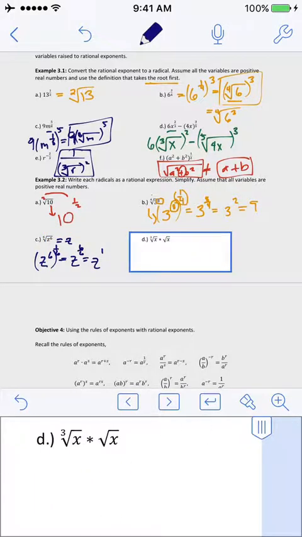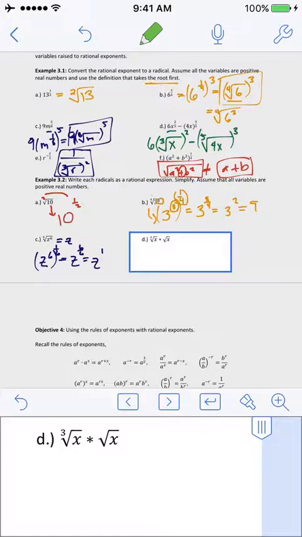Alrighty, let's do one more. The cubed root of x times the square root of x. As this is, we wouldn't be able to do anything. Product rule, we'll talk about that a little later, but we can't combine these. There's no way to combine these as they are.